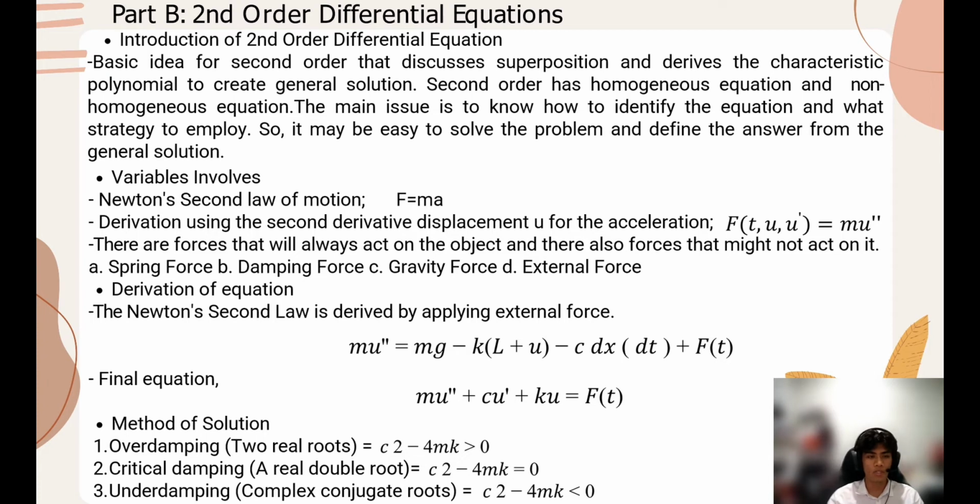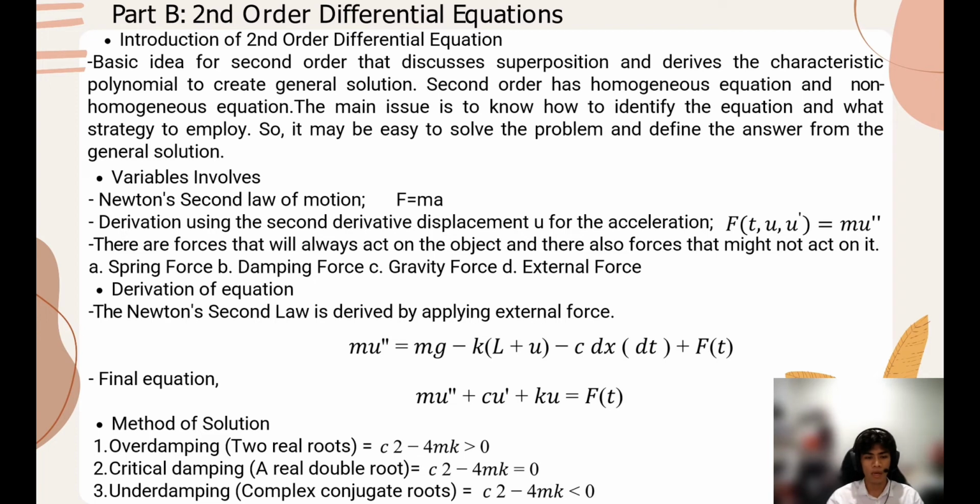There are four forces that will or will not act on the object, which are first, the spring force, second, the damping force, third, the gravity force, and last is the external force. Next is the derivation of the equation. We will derive Newton's second law by applying all the forces that have been mentioned before and get a new equation.